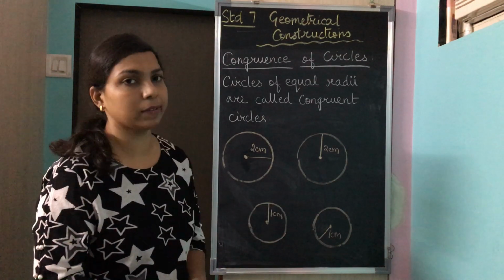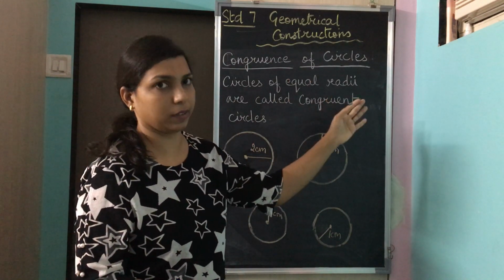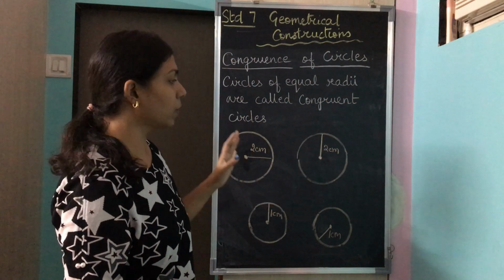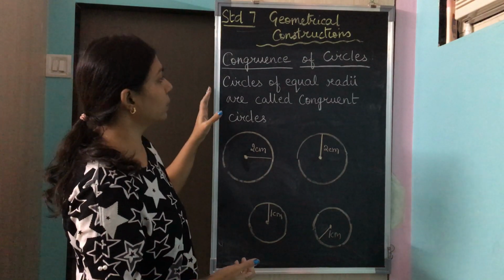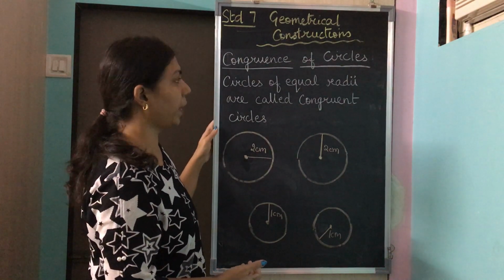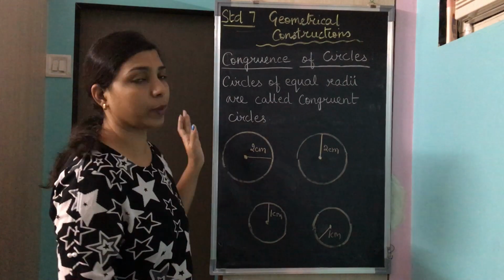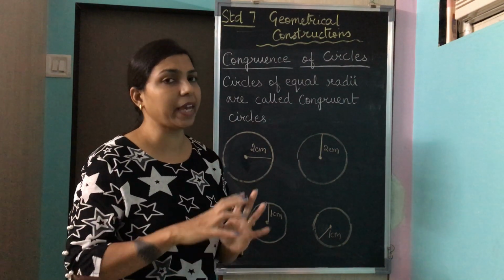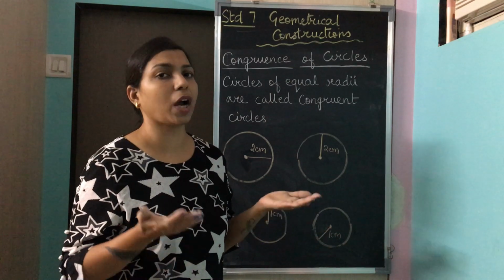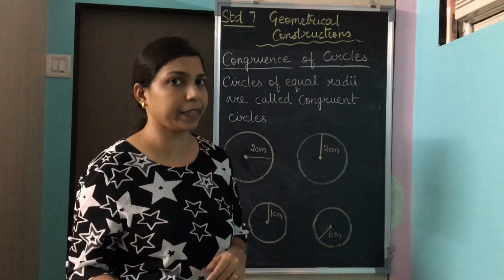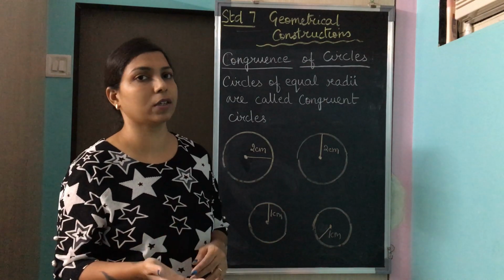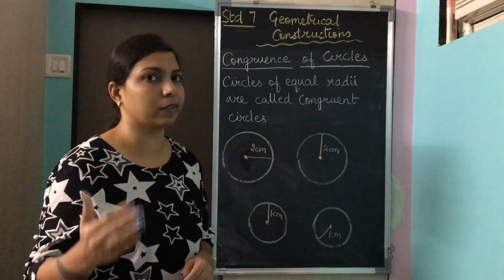The next part is congruence of circles. What is the meaning of congruence of circles? Circles of equal radii are called congruent circles. It means when we have two circles which are both having the same measurement for the radius, then both those circles will be called congruent circles.